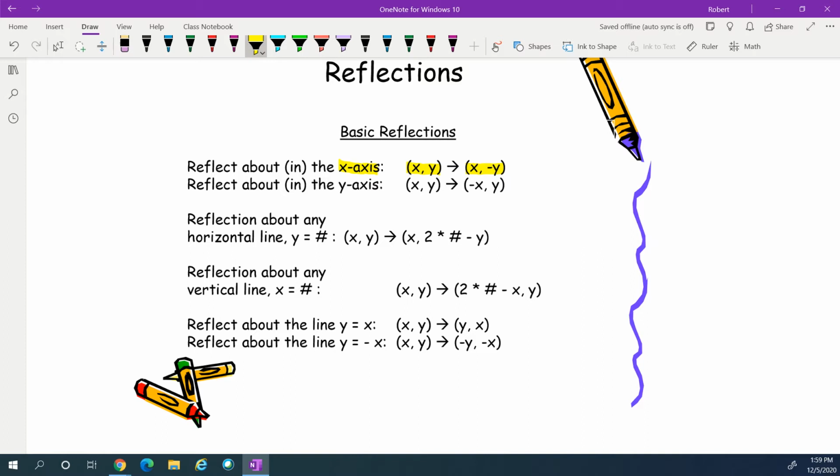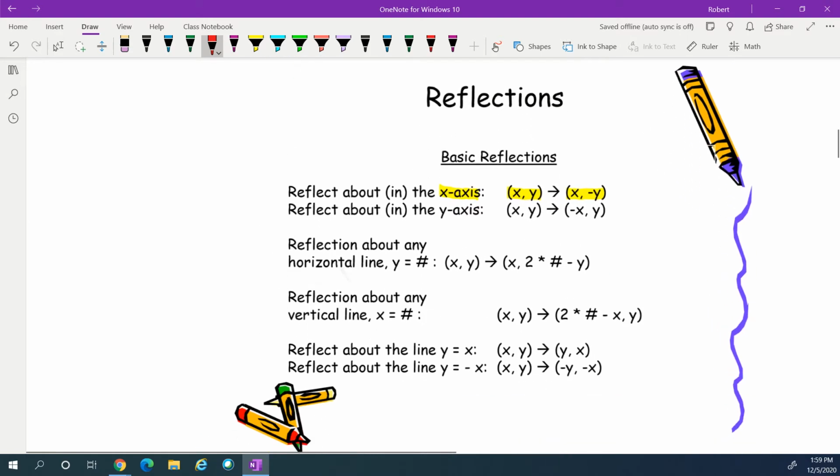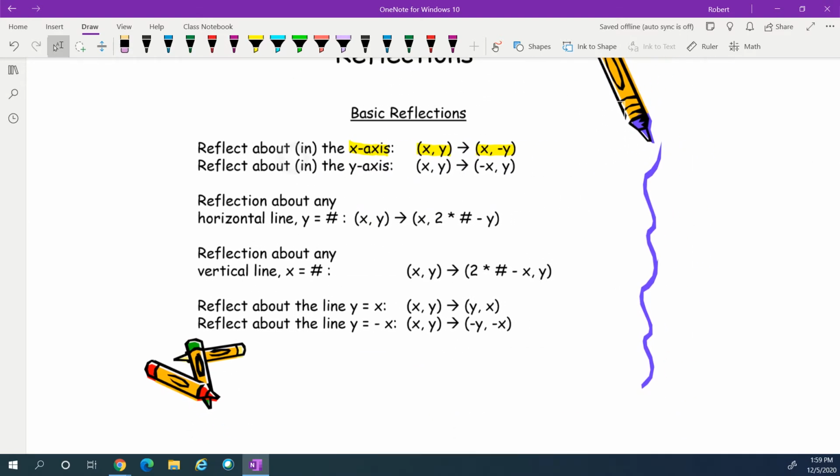Very simple. For the next two, I'm giving you guys these formulas. And again, I don't believe that these formulas are extremely challenging. If you look at it, it says when we're given the equation y equals some number, all we're going to do is take 2 times that number and subtract the original y. Not the most complicated formula, but I'm going to tell you, count.